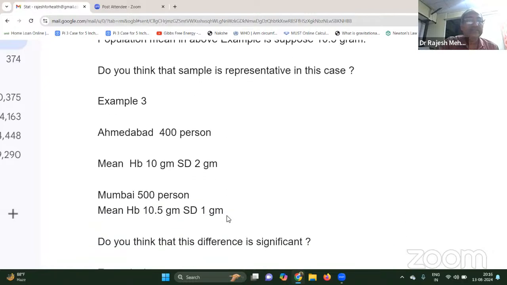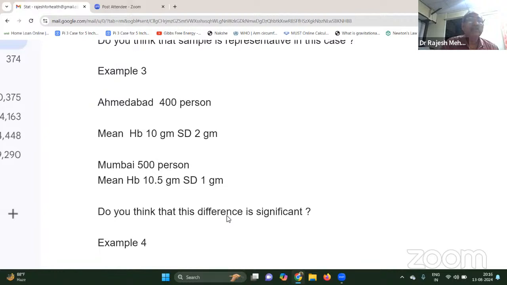Example 3. Ahmedabad, 400 subjects, mean hemoglobin 10 grams, standard deviation 2 grams. Bombay, 500 subjects. It says these are representative, and the Bombay HB is 10.5 gram with SD 1 gram. Do you think that this difference is significant? How do you calculate this example? Any idea?